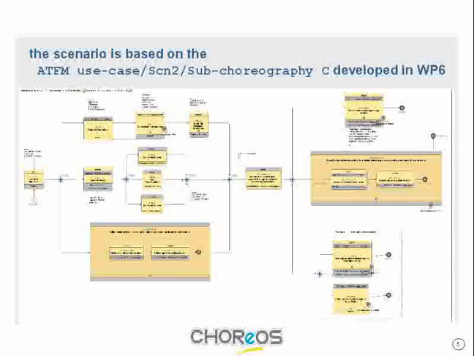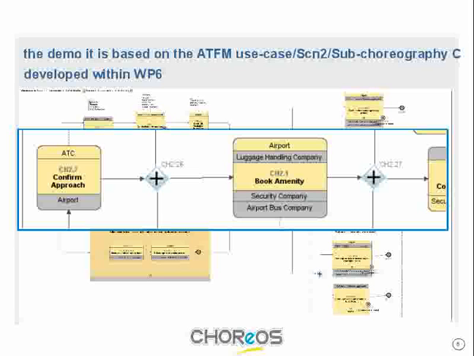With respect to the scenario, our case study is based on the ATFM use case that has been developed in work package 6. In particular, scenario number 2, sub-choreography C, that is informally referred to as the unexpected arrival choreography in the airport use case. We did not deal with the whole complexity of the choreography, but for the sake of the presentation, we just limit our demo to two of these tasks.